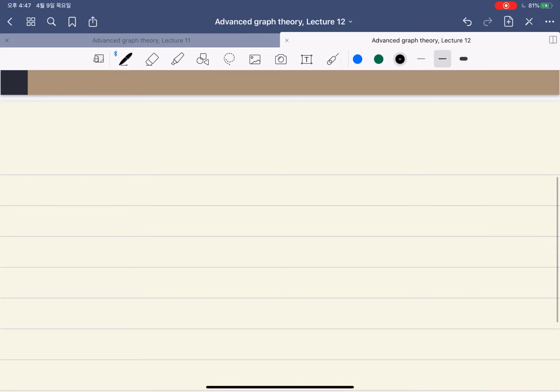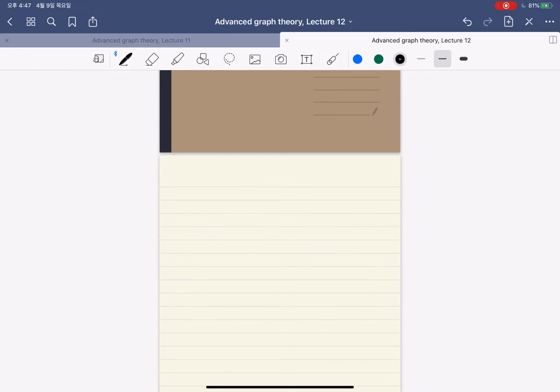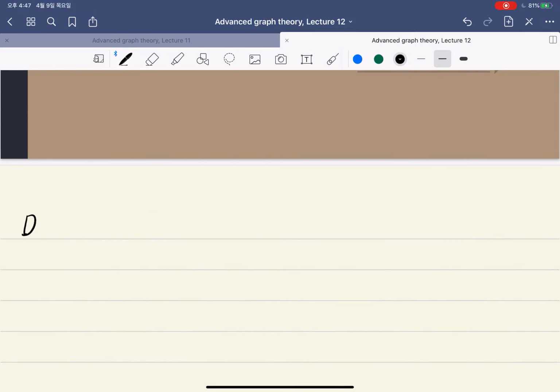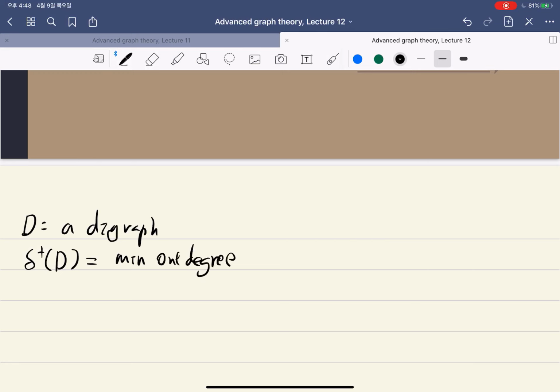So, last time we learned about the generalization of Dirac's theorem and Ore's theorem into cycles with large lengths. Another generalization we can also think of is that we can consider directed graphs instead of just undirected graphs. And for a digraph D, let's write delta plus of D for the minimum out-degree, which is the minimum of the out-degree of v in the digraph, and delta minus of D for the minimum in-degree.